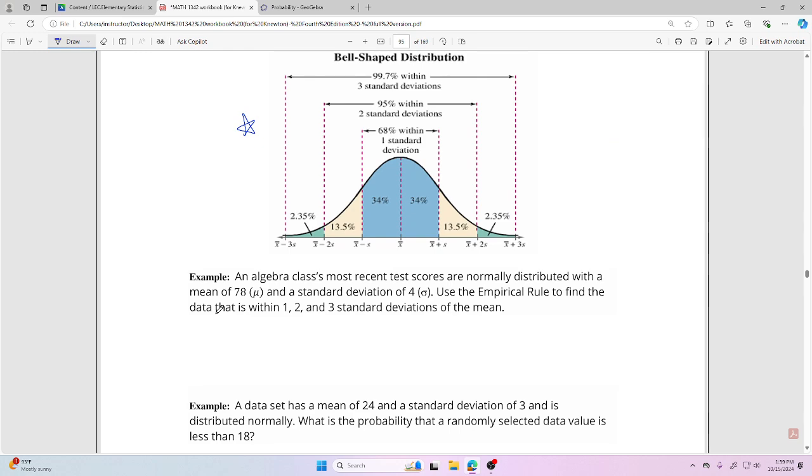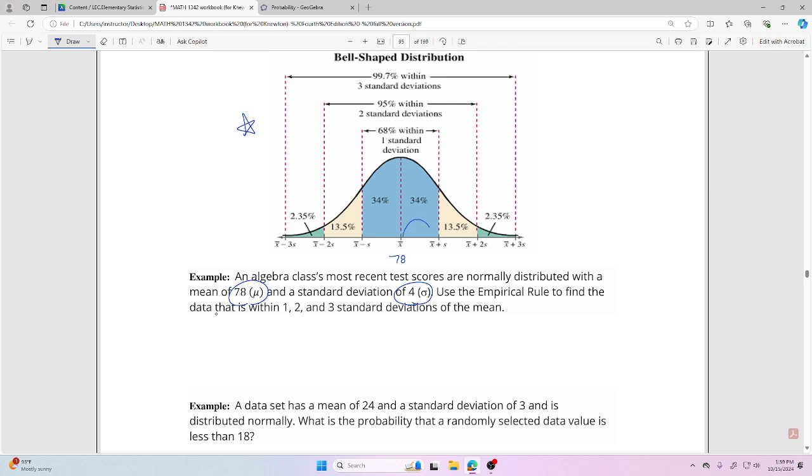I want to show you GeoGebra here in just a second also, kind of compare and contrast between the two. So in an algebra class, most recent test scores, we got a mean of this much, standard deviation there. Use the empirical rule to find out the other values. So what would be usual, unusual, very unusual scores, right? Either way, I'm going to use the same thing. I'm just going to draw on top of it if that's okay. So 78, right in the middle. Boom, there it is.